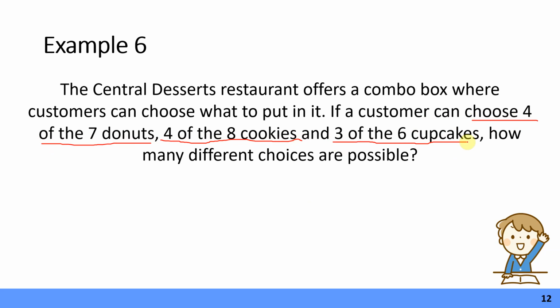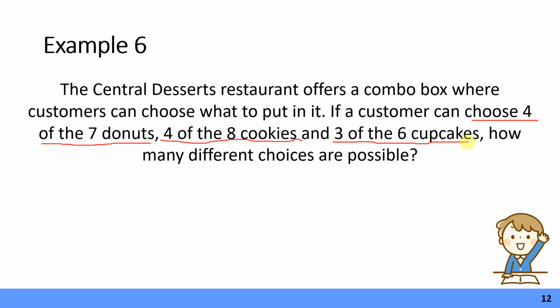So again, if this problem shows up on your test, order does not matter. Everything you choose is still going to go in your box. You're still going to eat it. So this is how you know it's a combination, right? There's no regard to order. You're not going to differentiate between the first donut and the last donut, right? You're still going to treat them the same. So this is a combination.